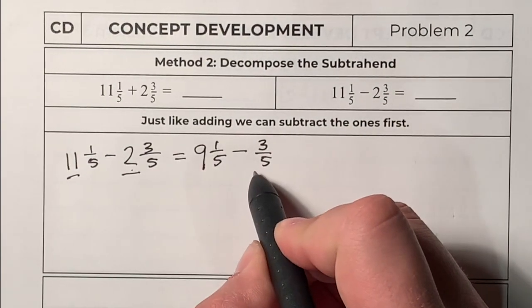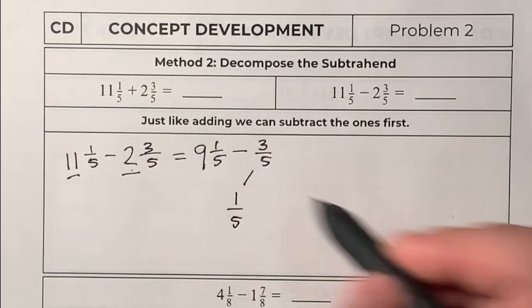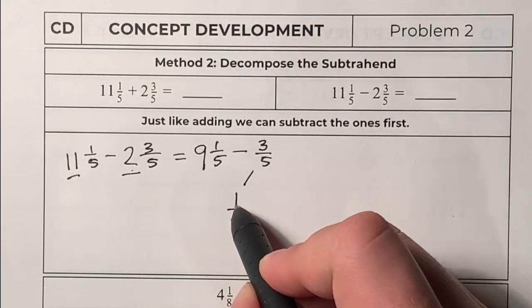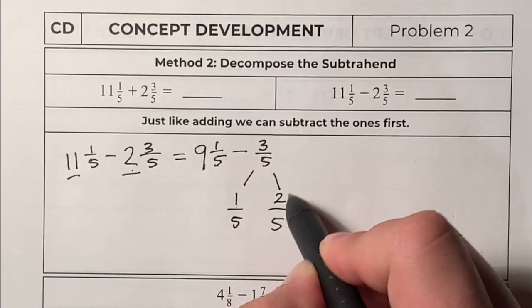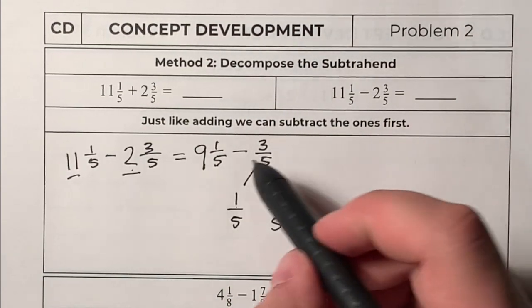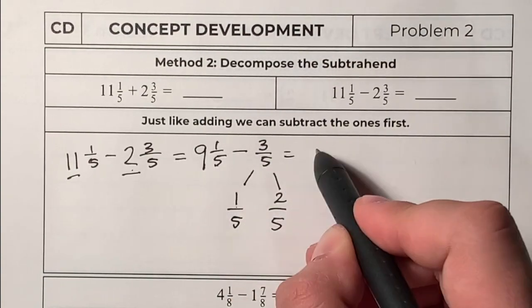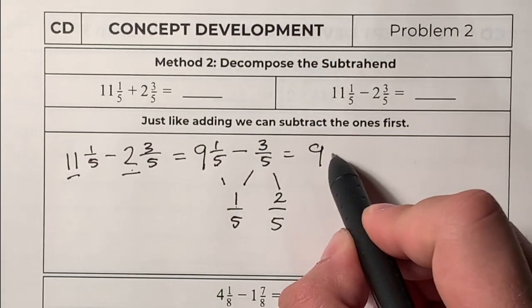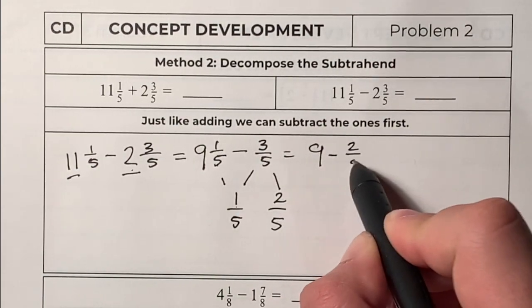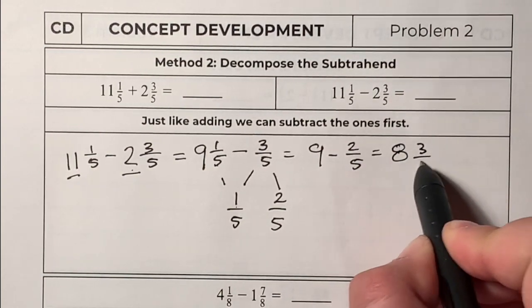So in decomposing the subtrahend, I take away the part I need to get to the nearest whole number here. So 1/5, I'm basically matching this, and I'm putting what's left over on the other side. So if I do 9 and 1/5 minus 1/5, I get 9. And then I'm going to have minus 2/5. 9 minus 2/5 is 8 and 3/5.